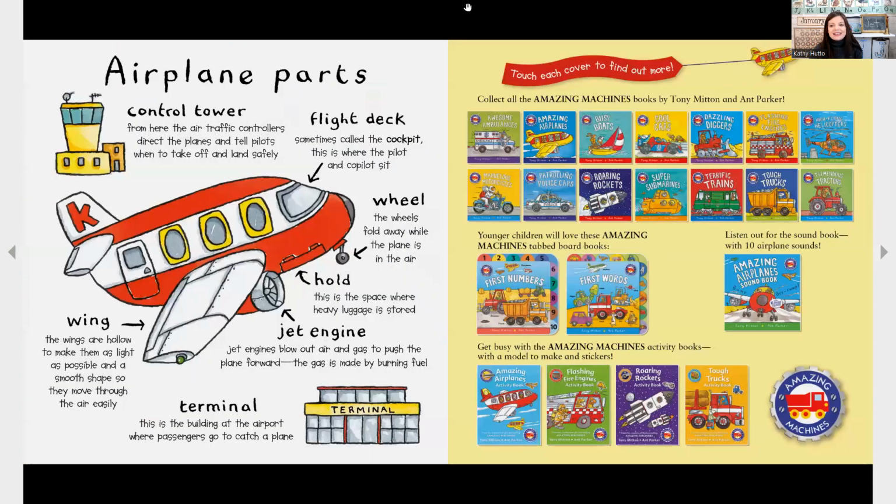The end. Well, I hope you had some fun today with letter J is for jet.